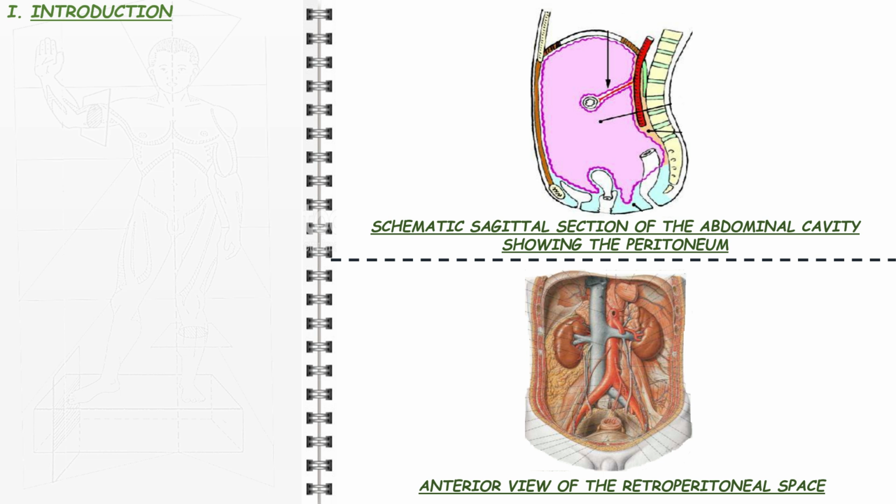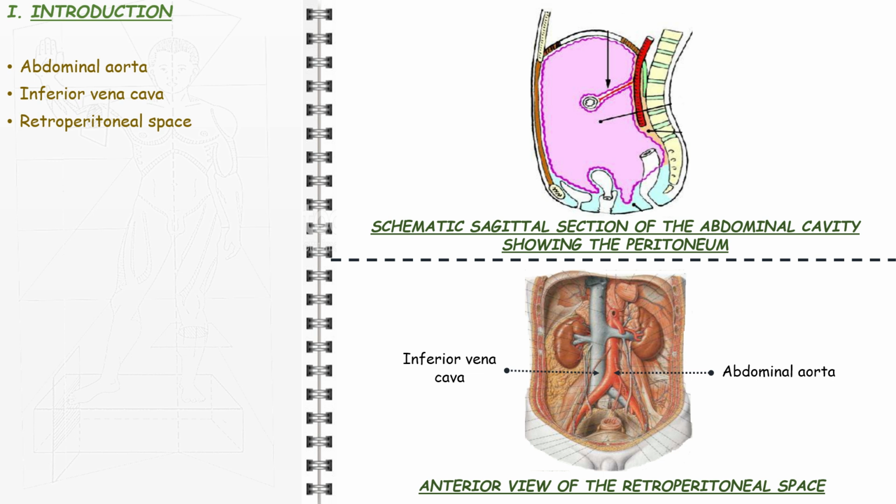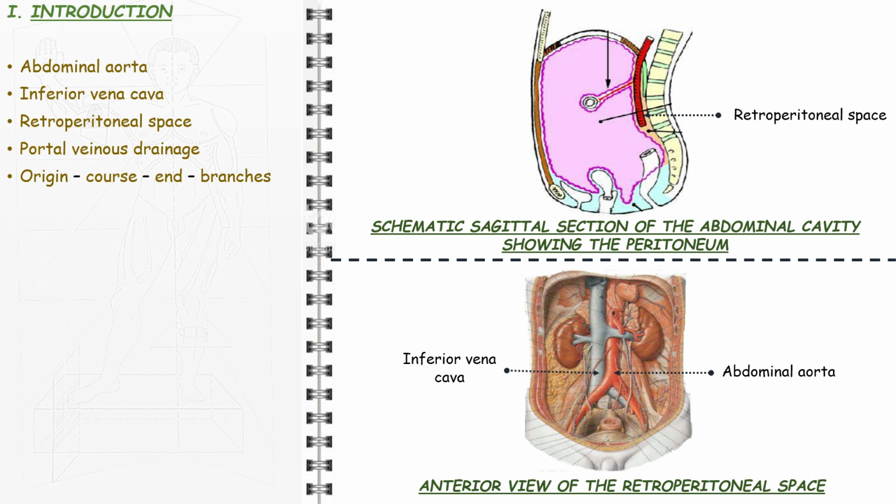The central vascular features of the posterior abdominal wall are the abdominal part of the aorta and the inferior vena cava, with the vein lying on the right side of the artery. They constitute the major structures of the retroperitoneal space. The portal venous drainage ensures the venous drainage of the gut. It is developed in the course of the anatomy of the liver and biliary tract. Each vessel will be studied following the same outline: origin, course, end and branches.